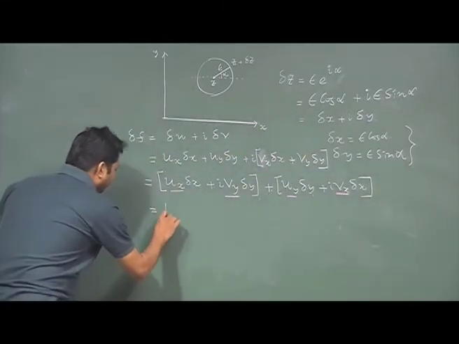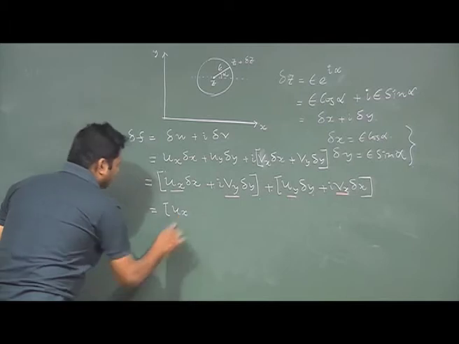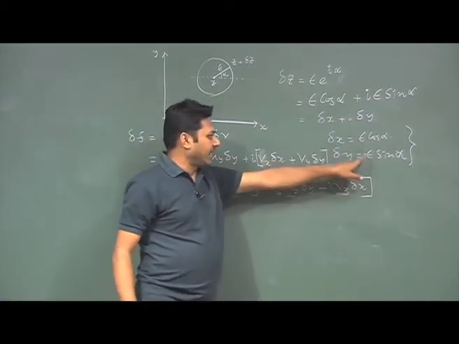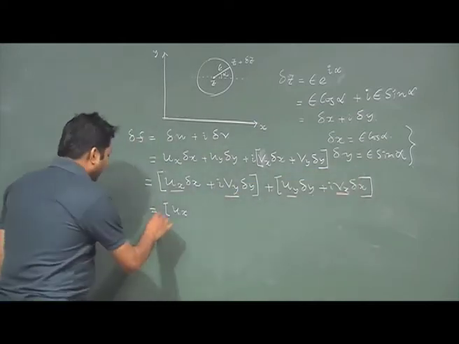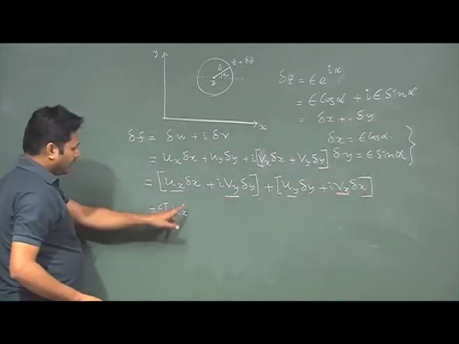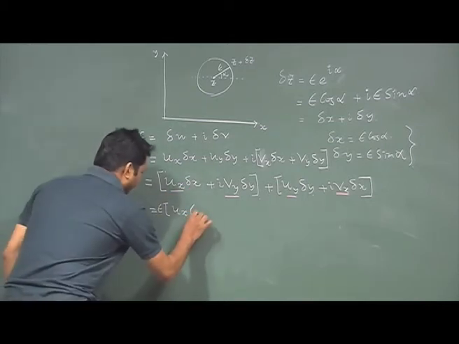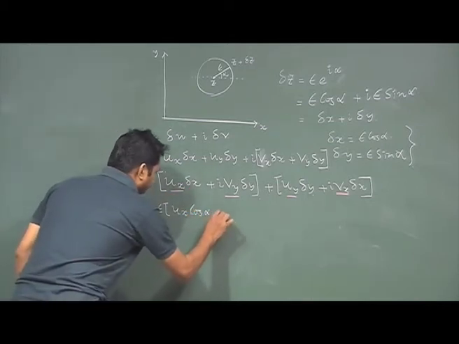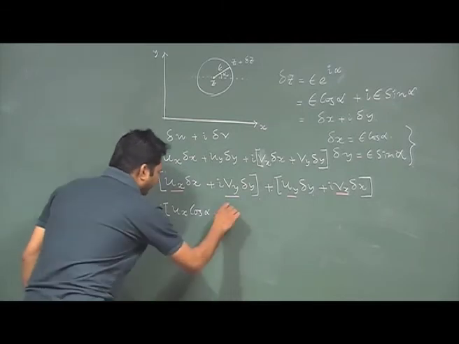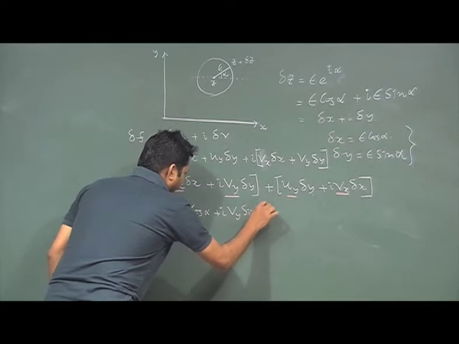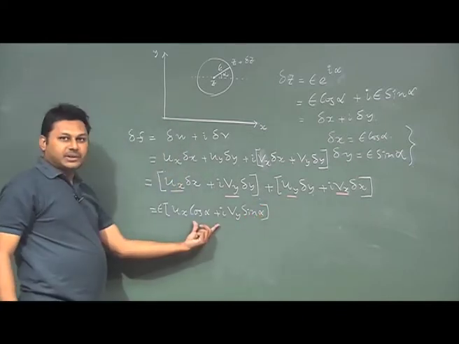So, it is ux. Epsilon is there in both the cases, so I can take epsilon outside. ux, delta x is cos alpha, plus I vy sin alpha. This is my first expression.